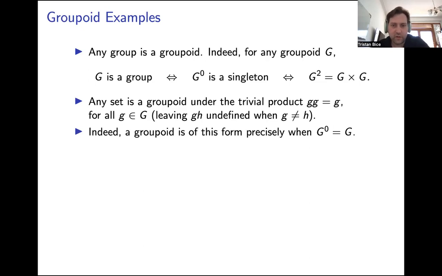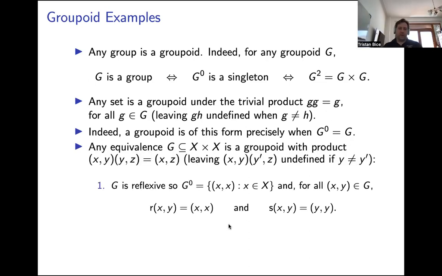And again, you have an equivalence here: these trivial groupoids are precisely those where the unit space G0 is already the entire groupoid. These are just groupoids of units, which are not super interesting. It's always good to look at the trivial corner cases, but we also want some interesting examples. So here is a slightly more interesting example you can get from any equivalence relation.